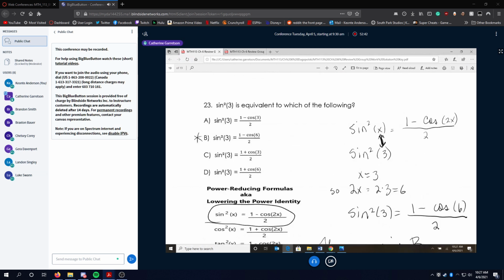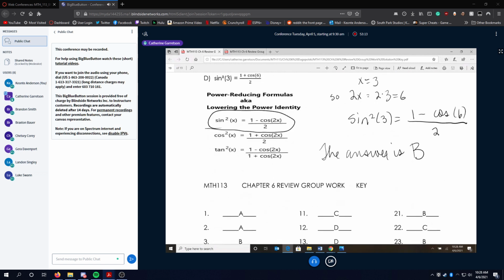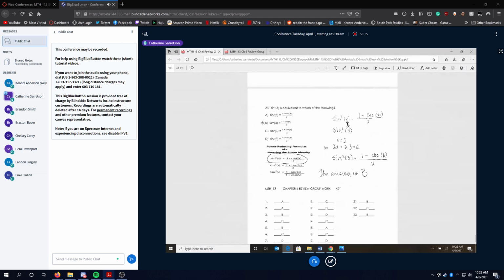Sine squared of 3 is equivalent to which of the following? The lowering the power identity says I can lower the power, but I have to double the angle. So we did double the angle and it has the subtraction. So this is the correct one. Notice this isn't correct because it has the plus sign. This isn't correct because it didn't change the angle. It didn't double the angle. So there is a bunch of questions.